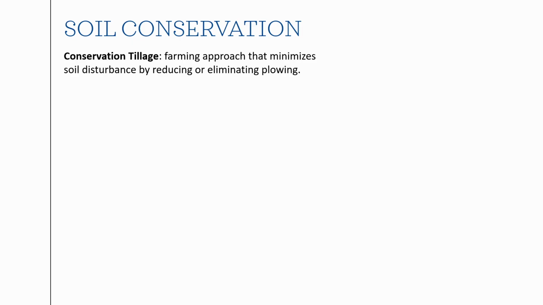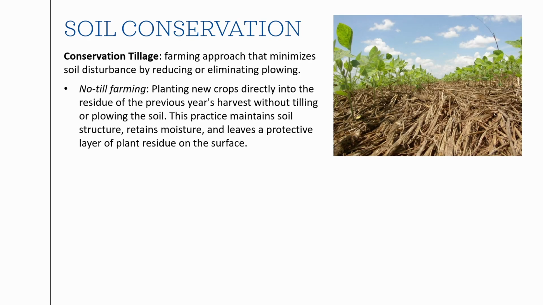There's also what we call conservation tillage, which is an approach that minimizes any disturbance to the field. One practice is known as no-till farming. Basically, don't plow the fields. When you're planting new crops, you just plant directly on the crop residues from before.